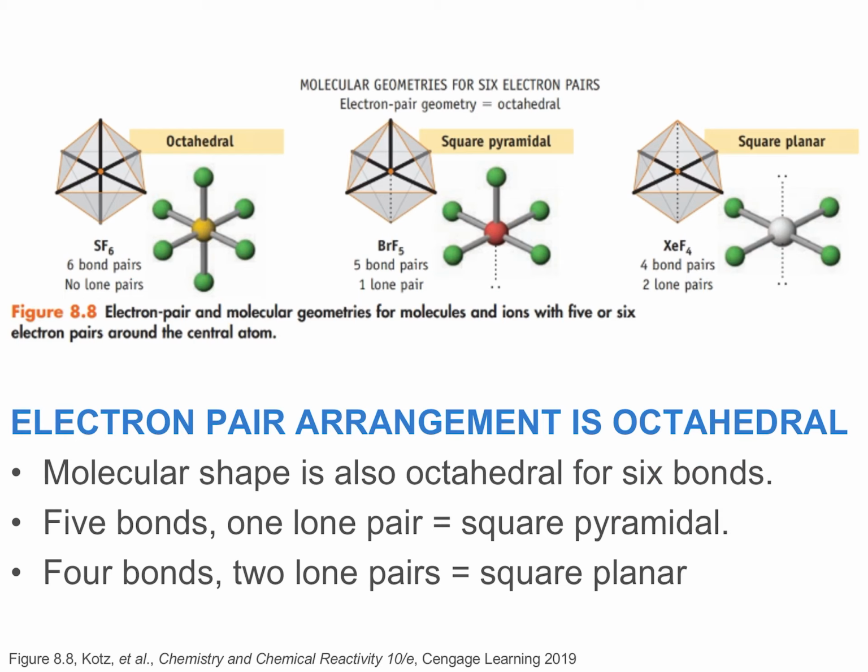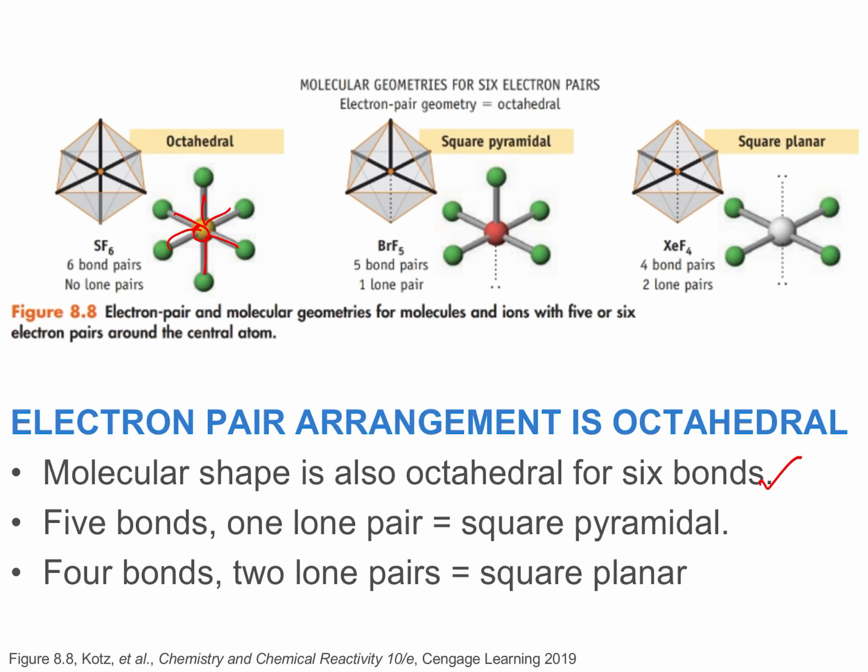These are the shapes we have for molecular geometries if you have 6 electron pairs. This would be 12 electrons around the central atom, so again, an exception to the octet rule. If you have SF6, there's your S, and we've got 1, 2, 3, 4, 5, 6. That means its electron pair arrangement, or electron pair geometry, is octahedral. Its molecular shape is also octahedral.